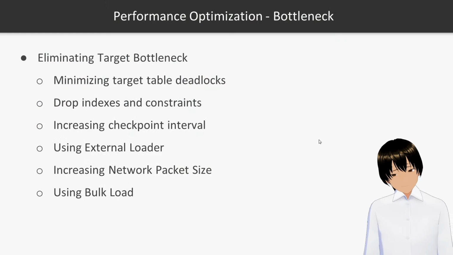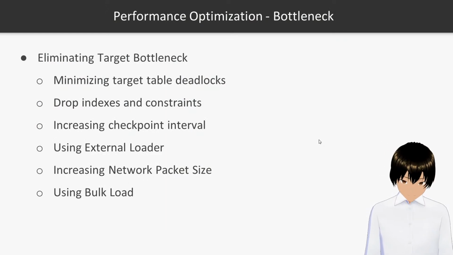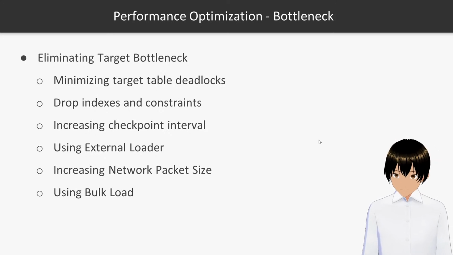Increasing network packet size. Every table has a capacity, referred to as network packet size, with which it can accept the data. If you increase the packet size, the table can accept a greater volume of data. These properties can be enhanced by a database admin. You may want to consult with your database admin team.